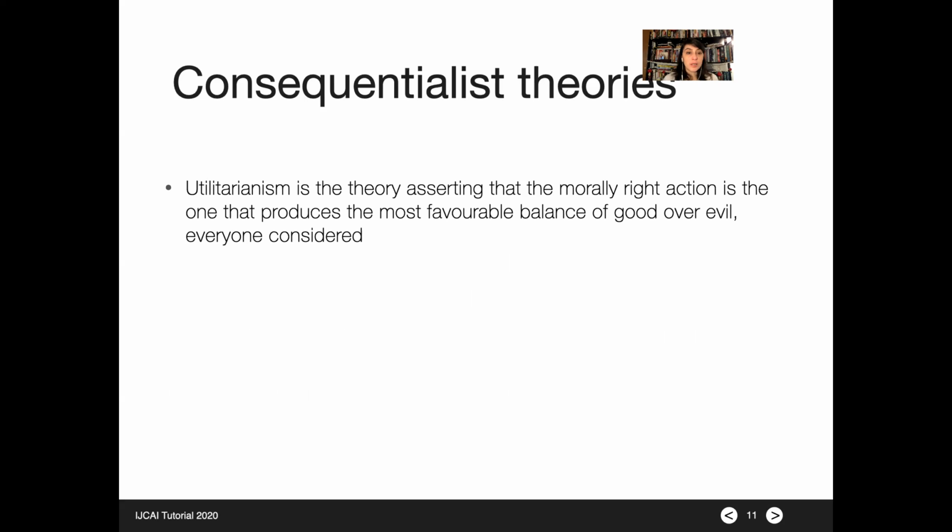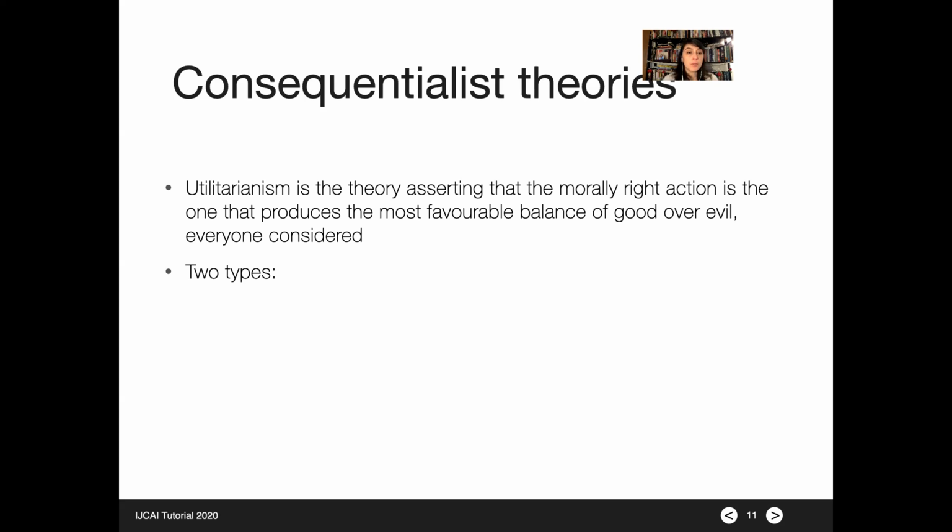The second consequentialist theory is the one that we typically think about when we think about moral theories, and this is utilitarianism. Utilitarianism is the theory that asserts that the morally right action is the one that produces the most favorable balance of good over evil, everyone considered. So how do I know what to do? Well, I consider my options and I see which of the options maximizes the good for everyone considered, in contrast to ethical egoism, where the best option is the one that advances only my good over evil.